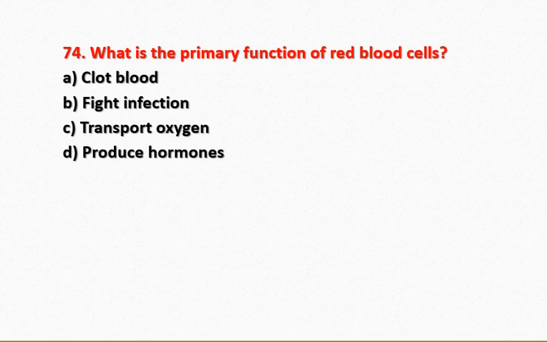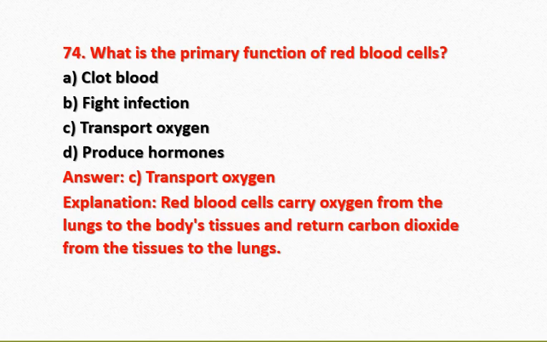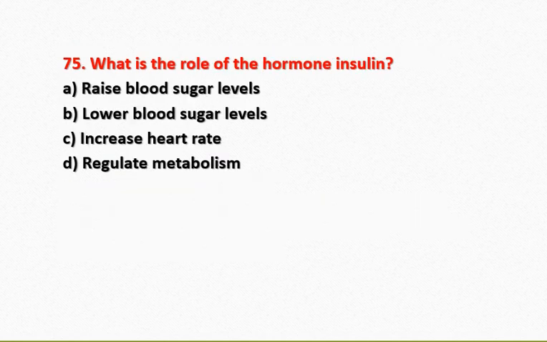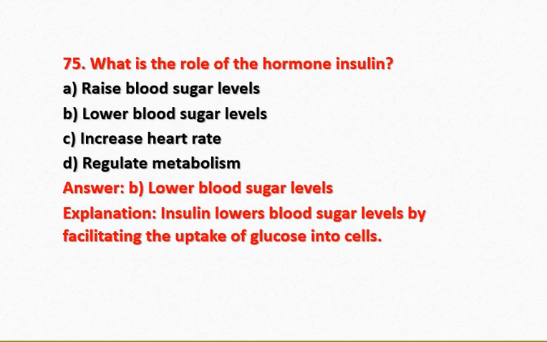What is the primary function of red blood cells? Correct answer is option C, transport oxygen. What is the role of the hormone insulin? Correct answer is option B, lower blood sugar levels.